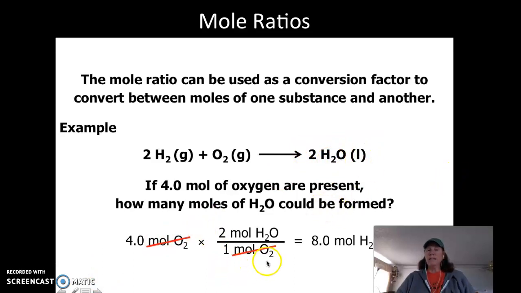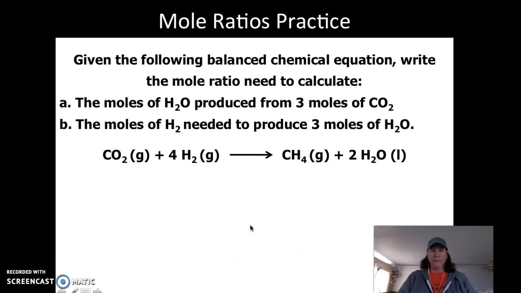Remember, this mole ratio comes from the balanced equation, and this is the only time you use your balanced equation, right here, okay? All right, given a balanced equation, write the mole ratio. Okay, so moles of water produced from 3 moles of CO2. So again, we have a balanced equation. So we want to, on the first one, write down what we know. We have 3 moles of CO2, and we're trying to find H2O.